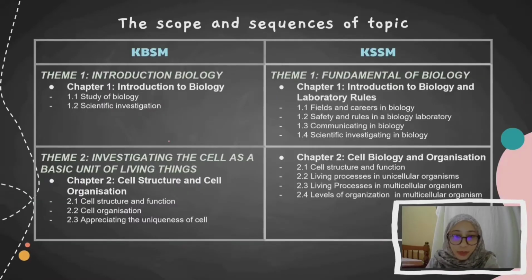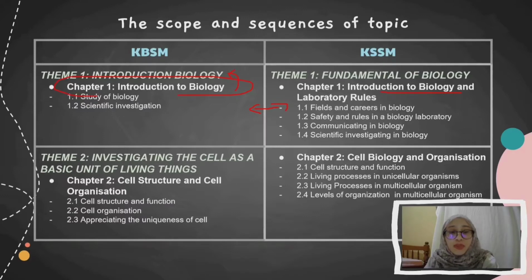This part will be rough and boring, so bear with me, okay? Here, I already separated it by chapter so that you can see it clearly. For the first chapter of KBSM, it is located under the first theme. It is entitled Introduction to Biology, while the first chapter of KSSM is called Introduction to Biology and Laboratory Rules. I think there are no significant differences between these 2 chapters.